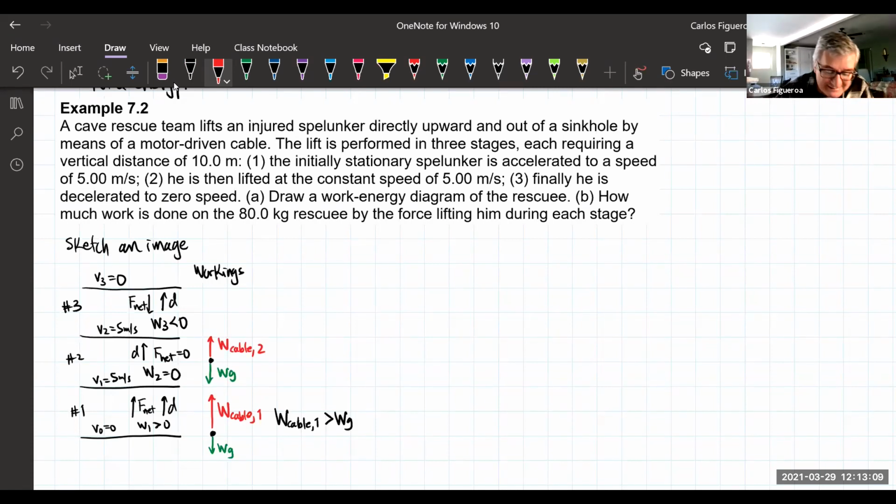And when I get to stage 3, what we expect here, since we have negative work, then that means that the work of gravity must be bigger than the work of the cable in that stage here. So when I'm looking at this, I'm really saying these things right here.